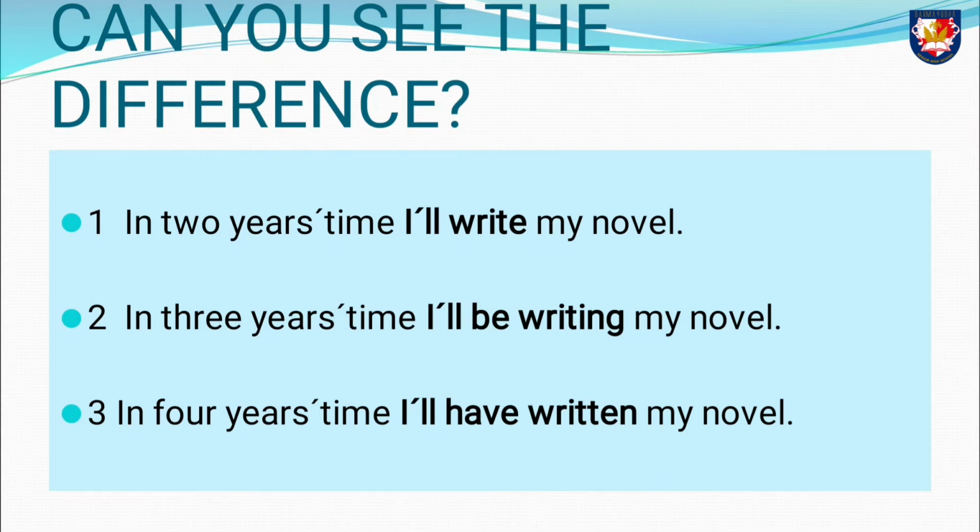Well, I have three sentences here. Can you see the difference? Number one, in 2 years' time, I'll write my novel. Number two, in 3 years' time, I'll be writing my novel. Number three, in 4 years' time, I'll have written my novel.